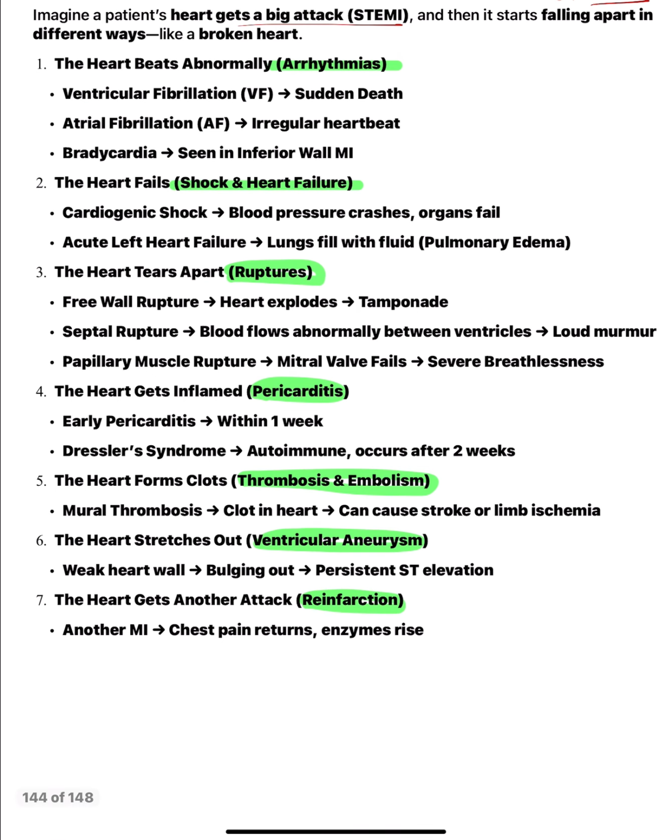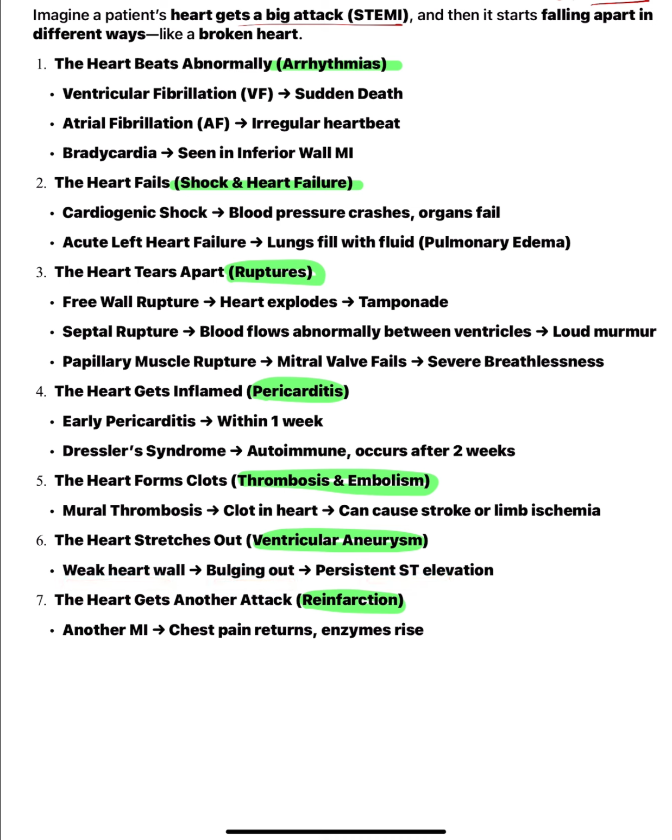So if you guys want to learn further, you can learn arrhythmias, VF, AF, all that. Heart shock and failure: cardiogenic shock, acute left heart failure. Rupture is either free wall rupture, septal rupture, or papillary muscle rupture. Inflammation means pericarditis, early pericarditis, Dressler syndrome. Thrombosis, like mural thrombus formation, causes clots in the heart and can cause stroke or limb ischemia. Then the heart stretches out, there could be a weak heart wall bulging out and persistent ST segment elevation.